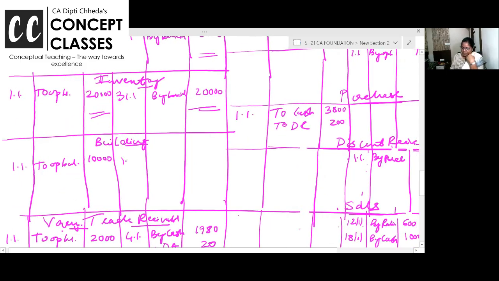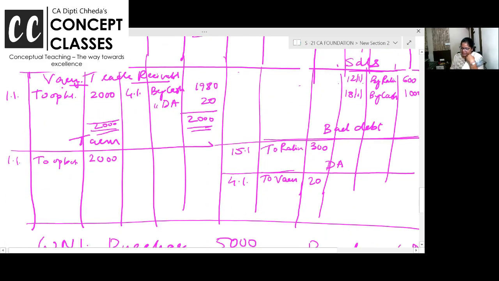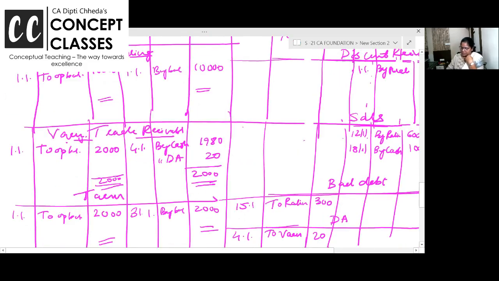Building. By balance 10,000, double line. Varun's account is tallied. Varun had to pay us, he didn't pay. So just carry forward the balance, 2,000. By balance carried down, 2,000.